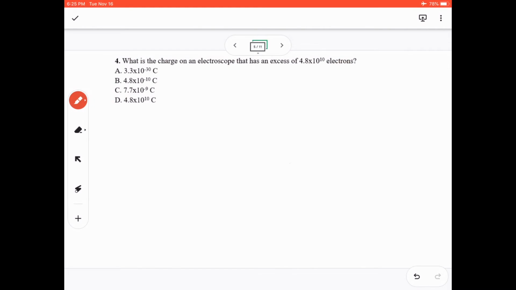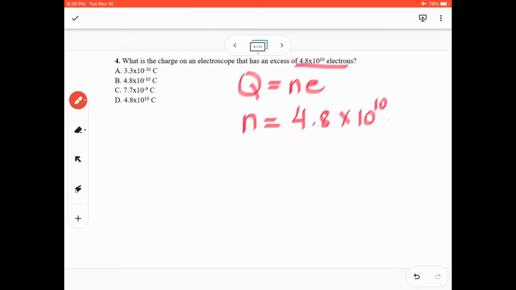Question 4. What is the charge on an electroscope that has an excess of 4.8 times 10 raised to 10 electrons? Again, this is a problem where Q is equal to NE will be used, where 4.8 times 10 raised to 10 is our number of electrons. And E is still the charge of one electron, which is equal to 1.6 times 10 raised to negative 19 coulombs. This is always the same number for E.